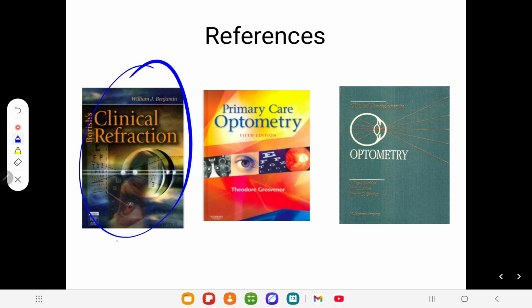And the best reference is this. Yes, definitely these are the two better references.